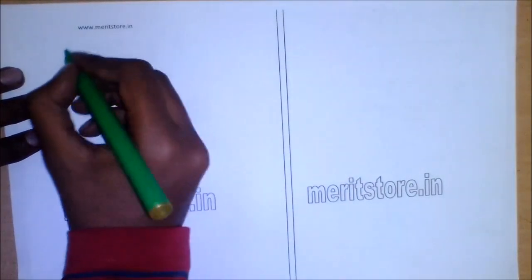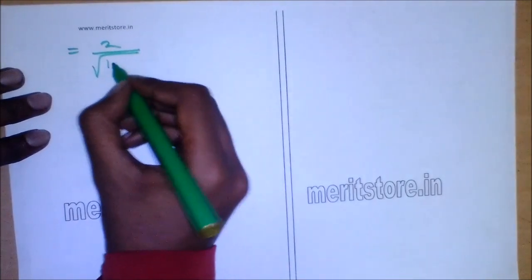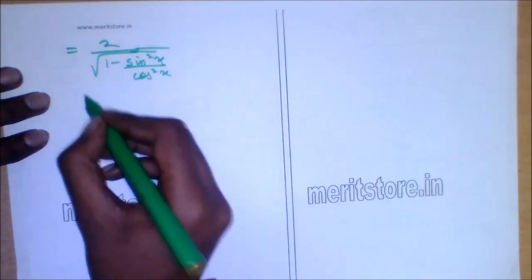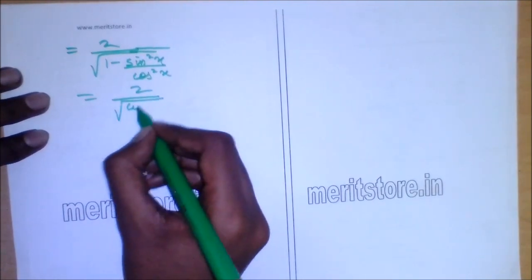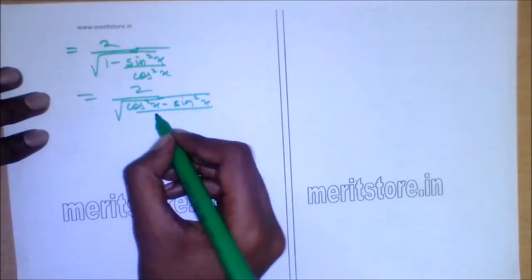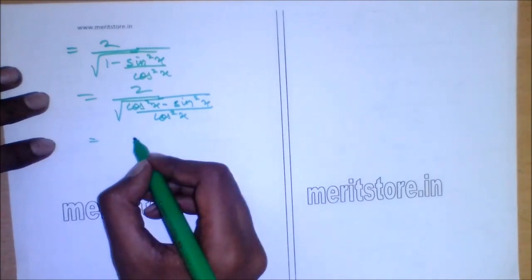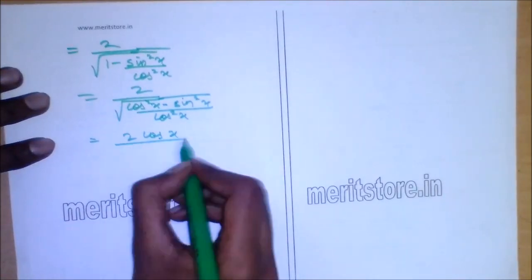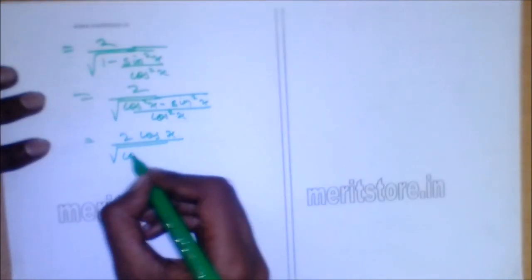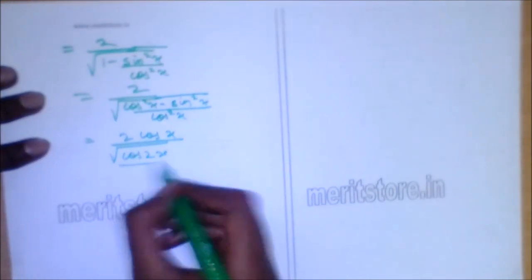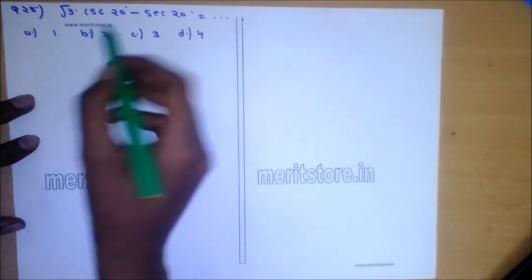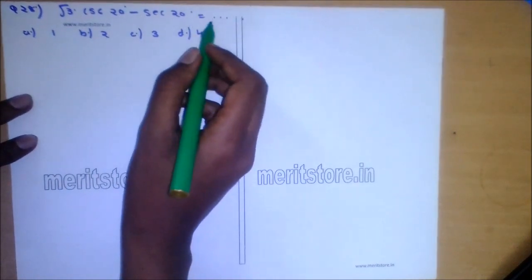That is 2 upon root of 1 minus sin square x upon cos square x. We cross multiply, so cos square x minus sin square x upon cos square x, that is 2 cos x upon, now cos square x minus sin square x is cos 2x, so this is root of cos 2x, which is option B.